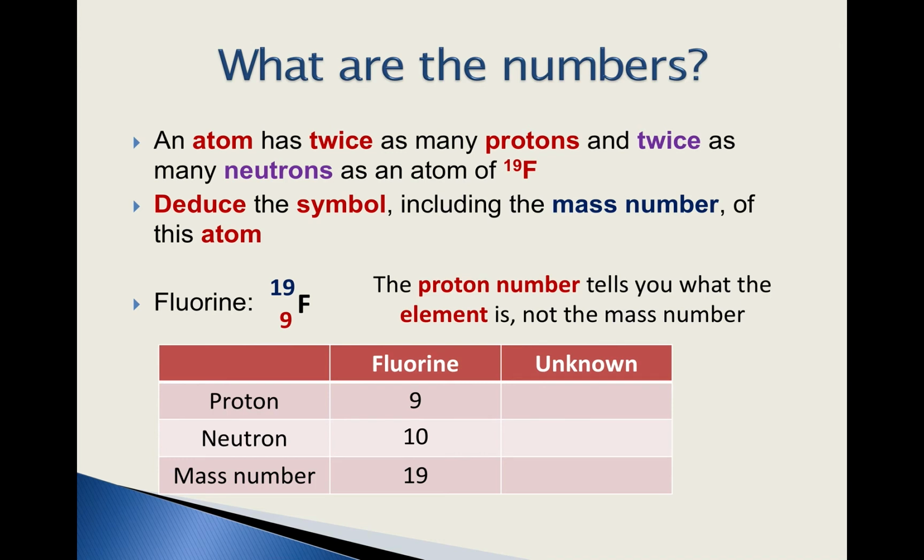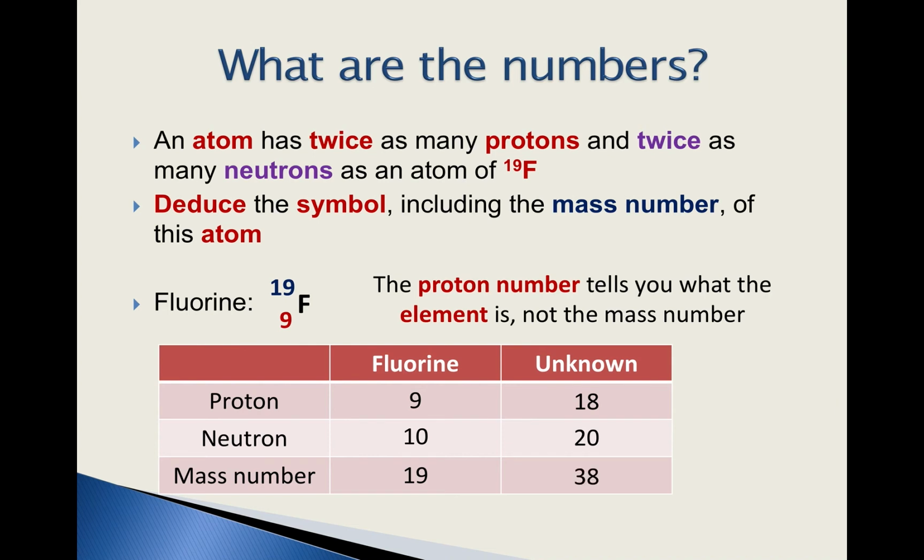The mass number is the combined number of protons and neutrons, which is 19. If you read the question once more, it says an atom has twice as many protons. So if we double the number of protons, we get 18. And twice as many neutrons. If we double the number of neutrons, we get 20. We can work out the mass number of the atom by adding the two numbers together, in which case the mass number is 38.